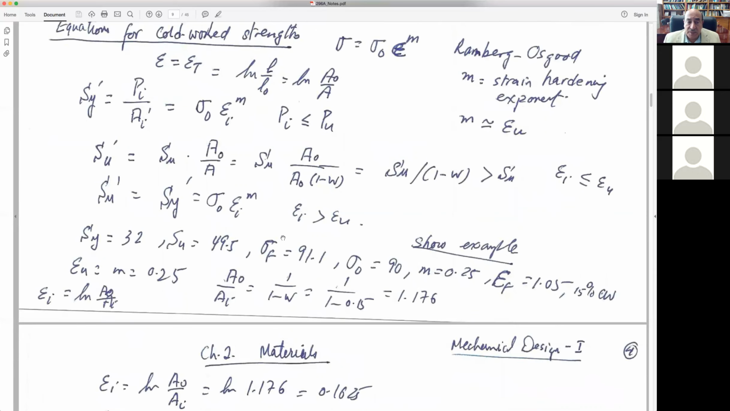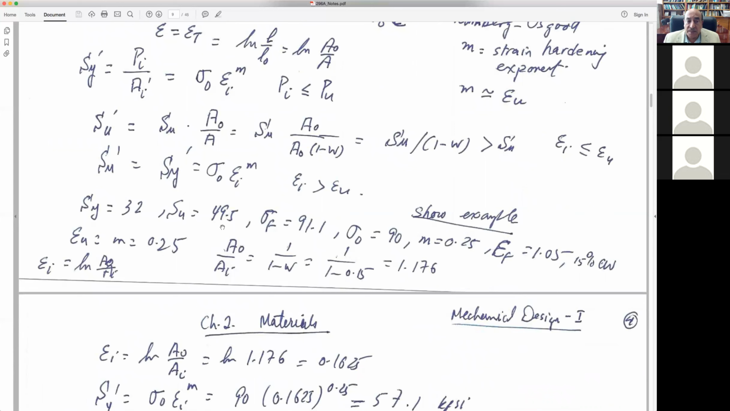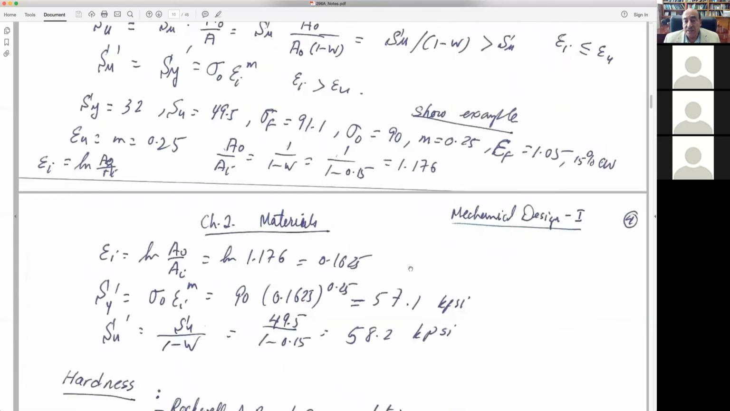This is an example: S yield is 32, S ultimate is 49.5, and the failure strength of the material is 91.1, which is not used. The coefficient sigma 0 for the Ramberg-Osgood is 90, the strain hardening exponent is 0.25, and the failure strain is 1.05, which is not used again. Then we have 15% cold work. Immediately we put the cold work into this formula and determine the ratio of A0 over Ai to be 1.176. This can be used to find the true strain by taking the natural log of this.